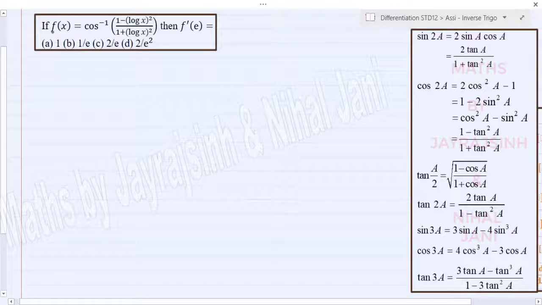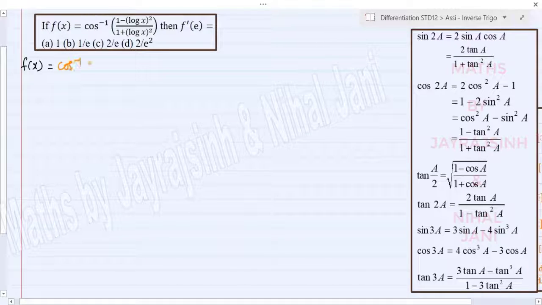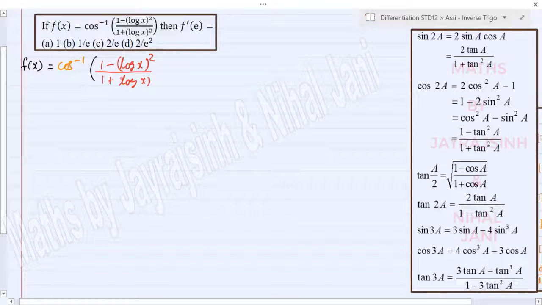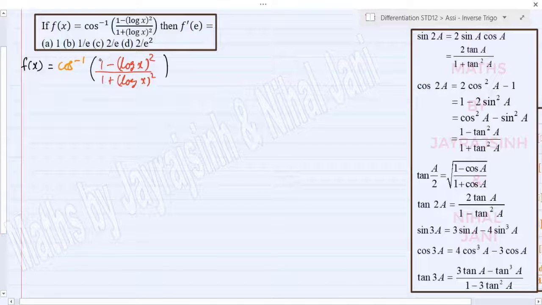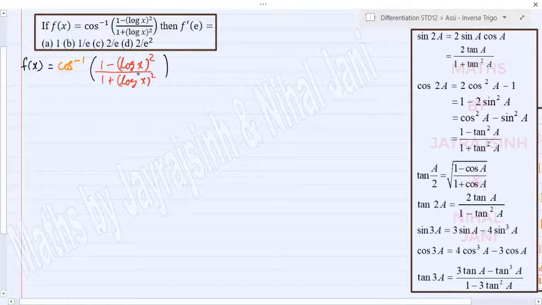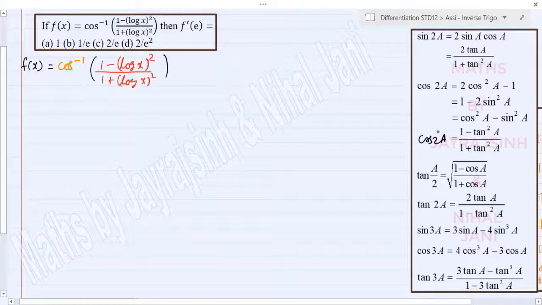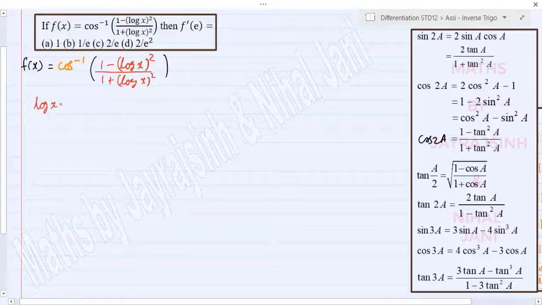In this question, we have f(x) is equal to cos inverse of (1 minus log x the whole square) upon (1 plus log x the whole square). And we have to find f dash t. Now, our bracket, which is 1 minus log x the whole square upon 1 plus log x the whole square, is quite similar with the right hand side of formula of cos 2a, which is 1 minus tan square a upon 1 plus tan square a, which suggests that we have to assume log x is equal to tan theta, where theta belongs to 0 to pi by 2.